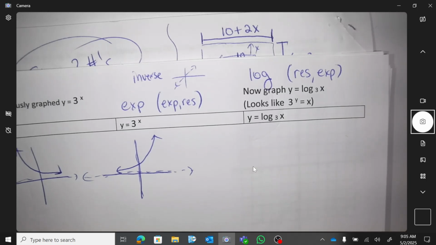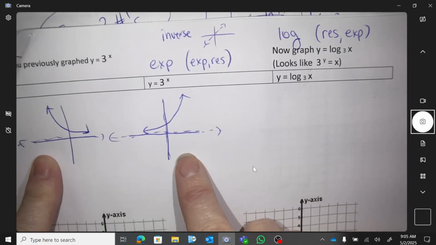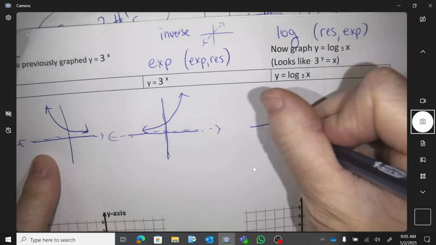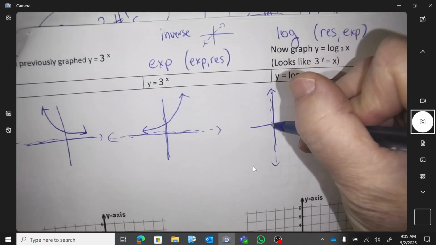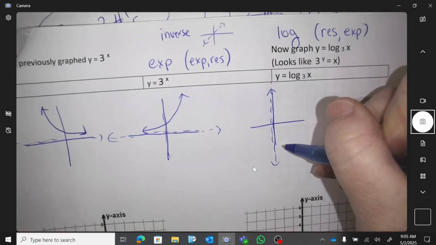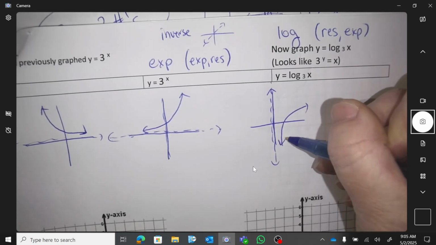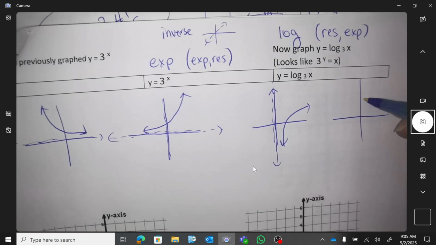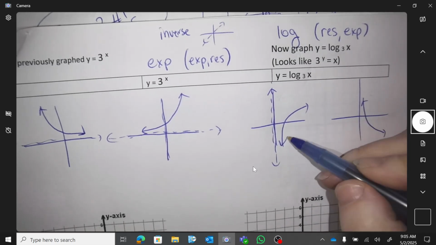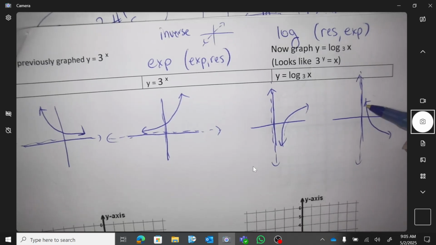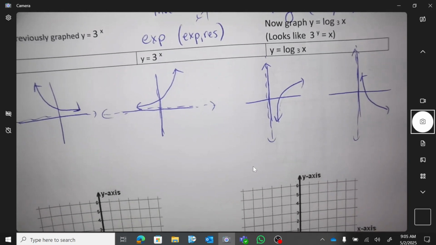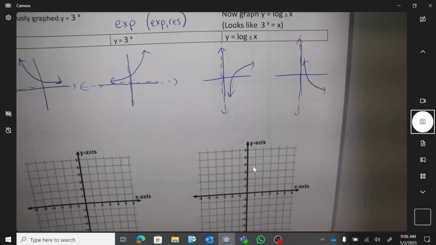All right, so guess what's going to happen? The domains and the ranges are going to be reversing. The horizontal asymptote is going to become a vertical asymptote. Okay? And we're either going to do an increasing or a decreasing function. Okay, so that's the gist of it. That's like a main idea.